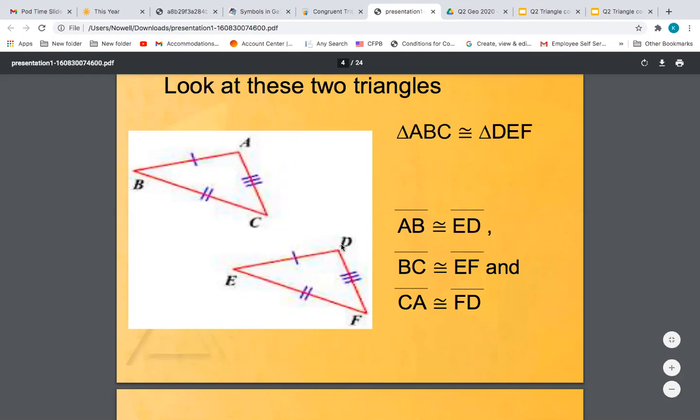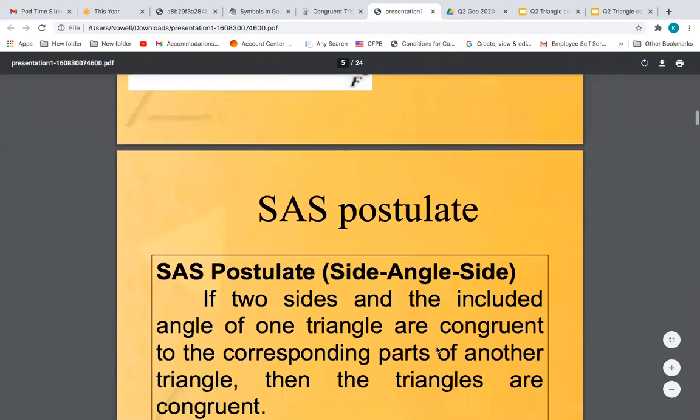And angle DCA, which is this, which is FD. Those are all given, the reason is given. So now if all those three fit in, then you can say triangle ABC is congruent to DEF, okay?